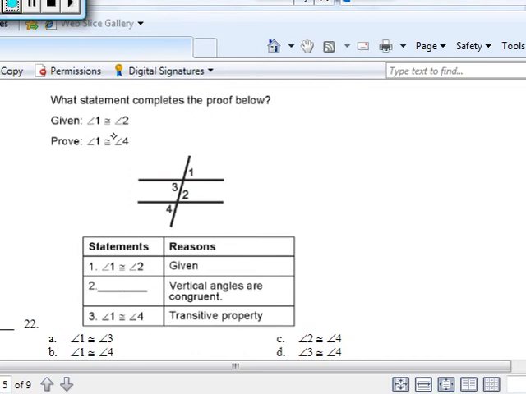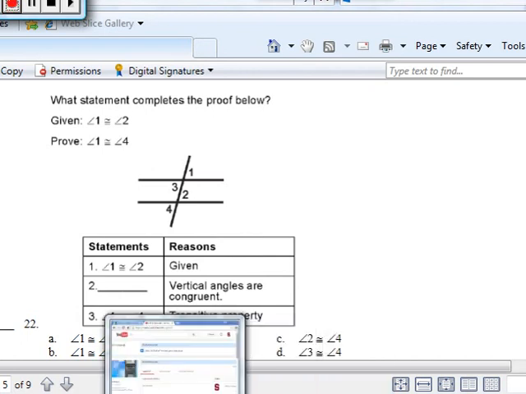We're given that angle 1 is congruent to angle 2. We have to somehow prove that angle 1 is congruent to angle 4. So the intermediate step, which I do give you, is proven true because vertical angles are congruent. That narrows down the answers. Since vertical angles are congruent, what would be our actual statement there? Well, it would have to be either 1 and 3 are congruent or 2 and 4 are congruent. But which one would actually help me with this proof?